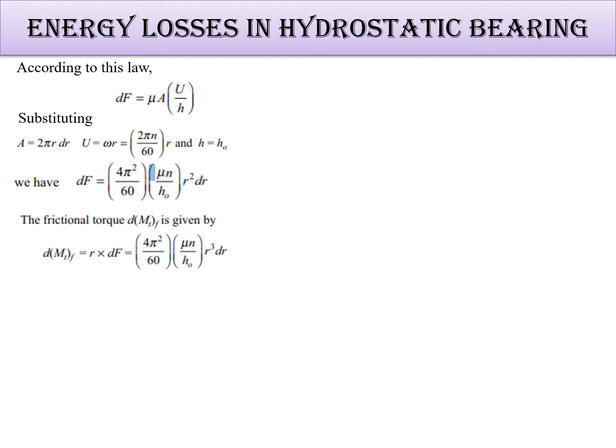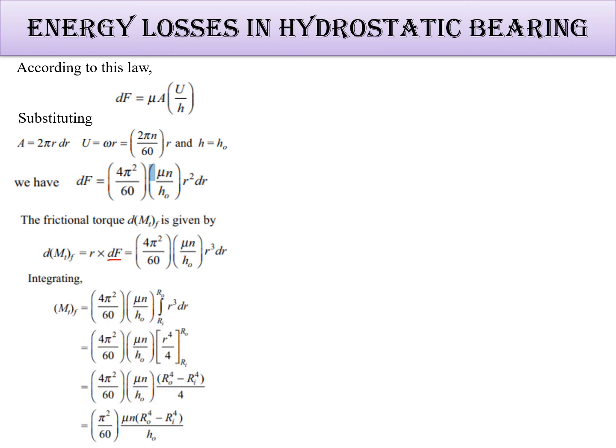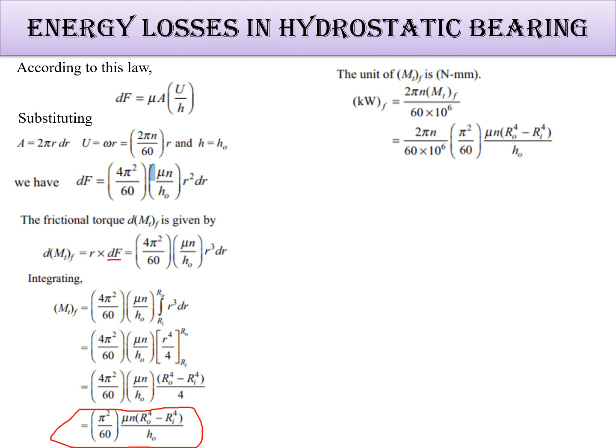So the frictional torque is equal to what? The force into perpendicular distance. So r is the perpendicular distance and this is the force. So 4 pi square by 60 into mu N by h0 into r square is the force, multiplied by r we will get r cube. So integrating this term we get that the frictional torque is equal to pi square by 60 mu N (ro raised to 4 minus ri raised to 4) divided by h0. So the unit of frictional torque is Newton mm.